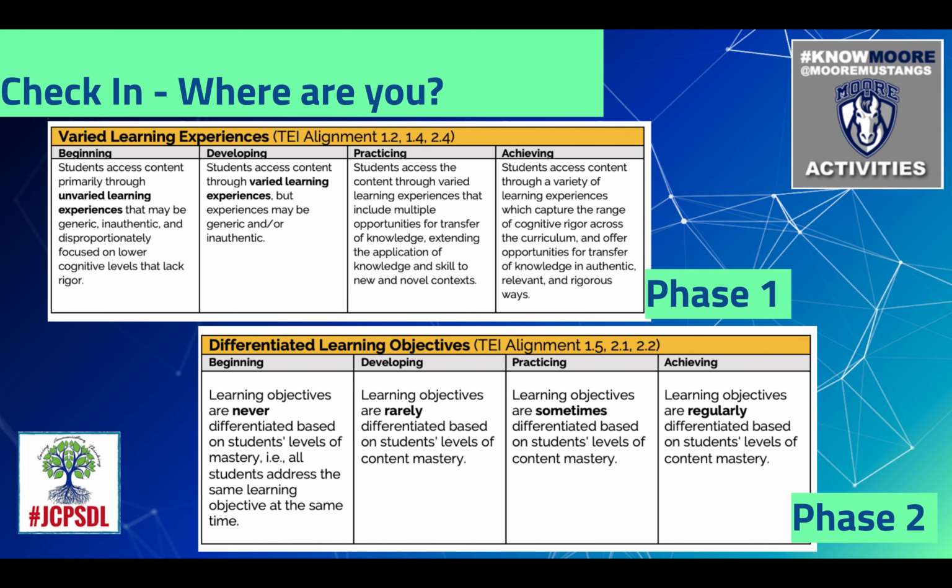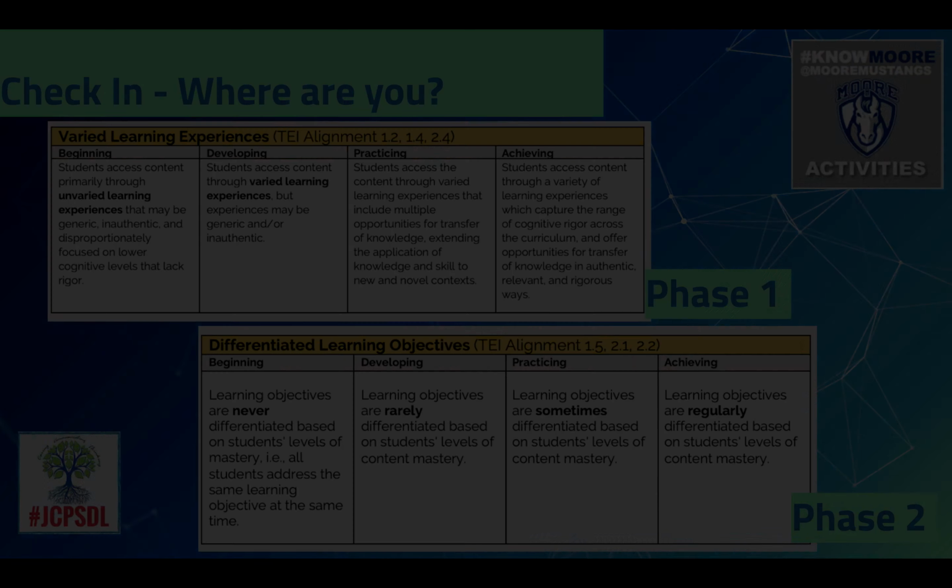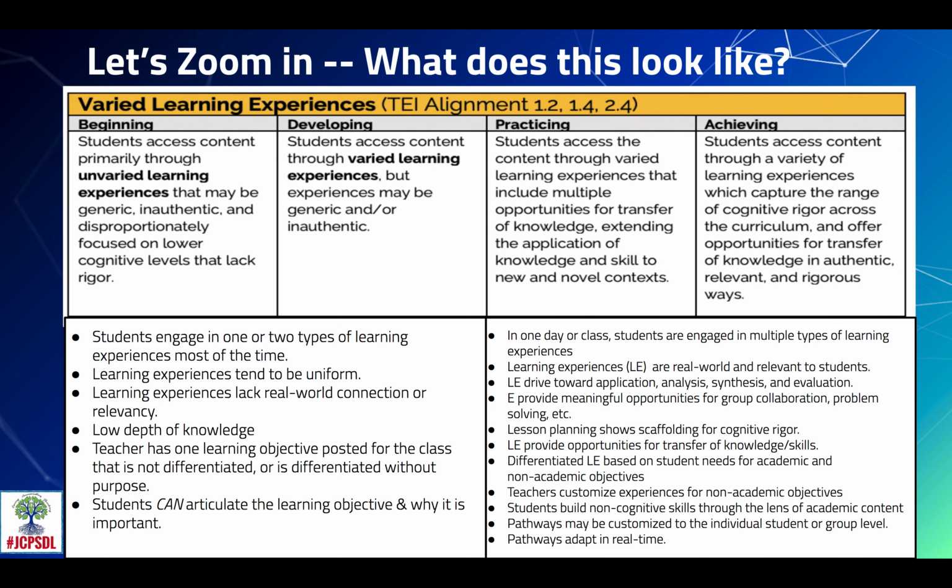Right, so you may want to set a goal for yourself for where you want to see yourself the next time we do this. So let's zoom in to phase 1 of varied learning experiences. What we've done is given you at the bottom, in those bottom two boxes, some look-fors for what it would look like in your classroom if you're beginning or developing or practicing and achieving on the other side. So again, spend some time looking at these, talking about them with your team. Was your self-assessment of your individual classroom and of your team accurate? And if not, why? Or if so, why? How did you get where you are?